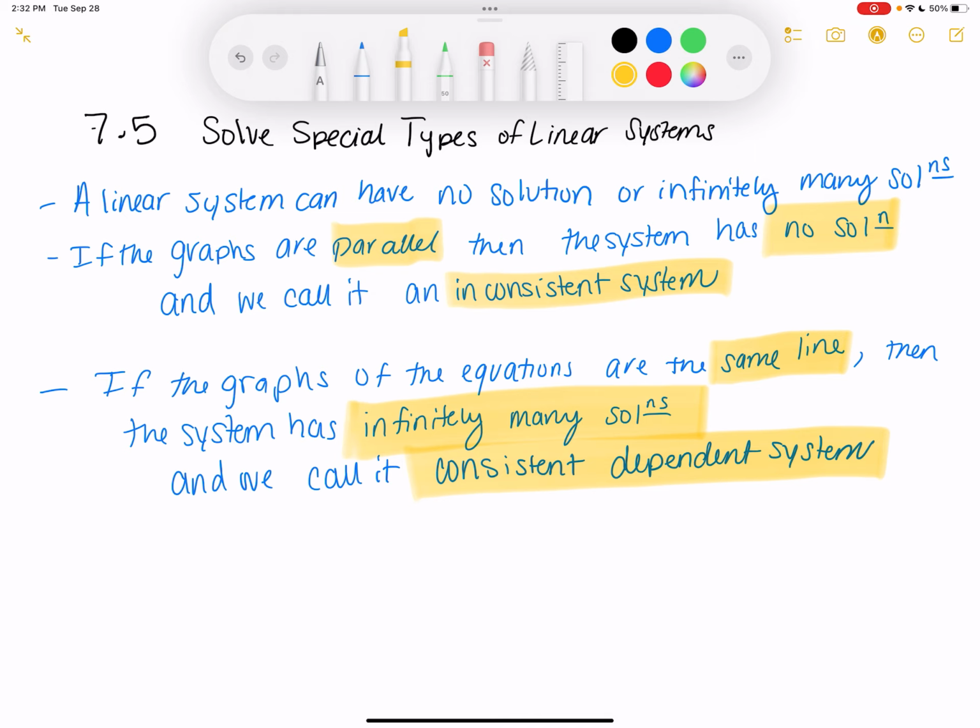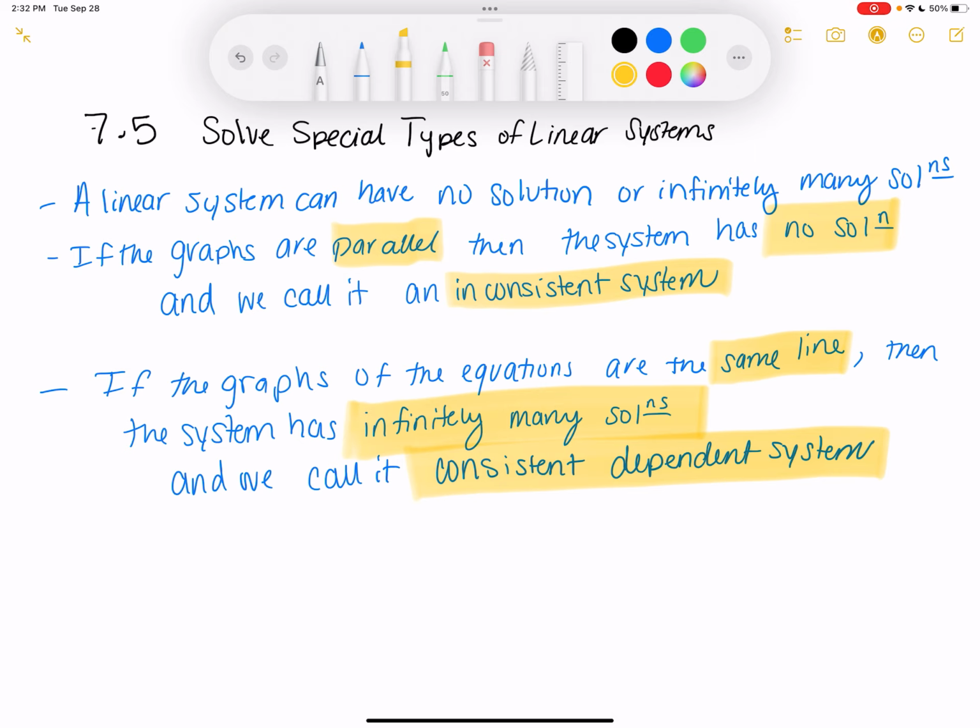So what method are we going to be doing for this? Some of them are going to be graphing, and some of them are going to be done by elimination. Substitution works, but I don't think it's as good a method. It's probably my least favorite to solve these kinds, but you technically could do it.